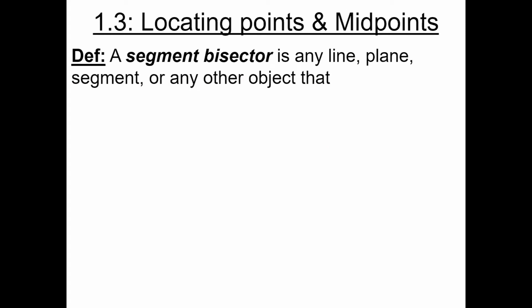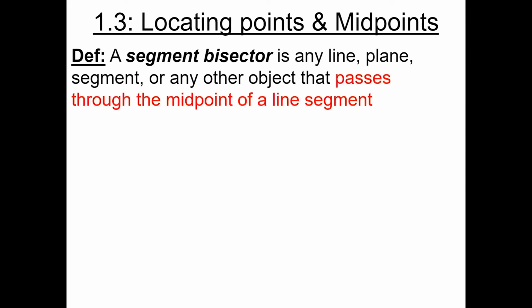Now, another definition here is a bisector. In geometry, anytime you bisect, you chop in half. So a segment bisector is something that is going to divide a segment into two congruent pieces. Another way to say that is we're looking at any object, could be a line, a plane, or another segment, that intersects or passes through the midpoint of a line segment.